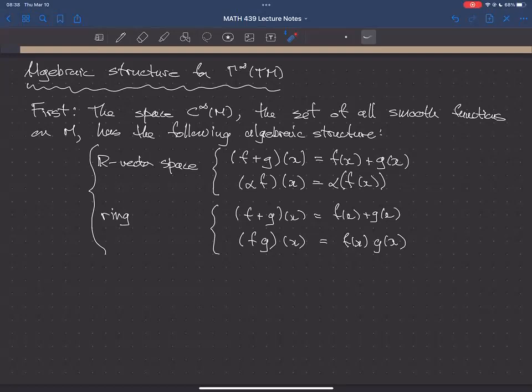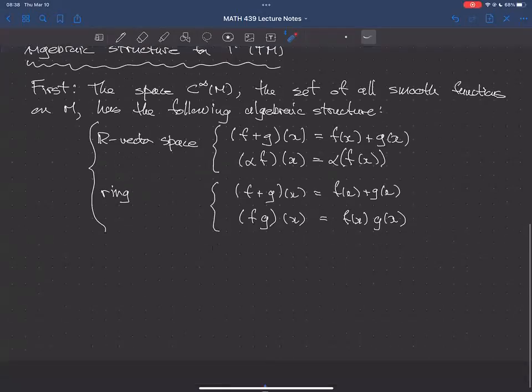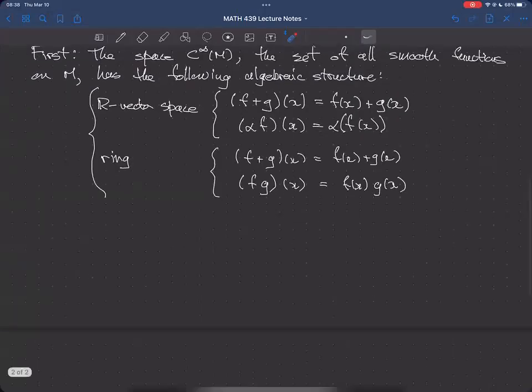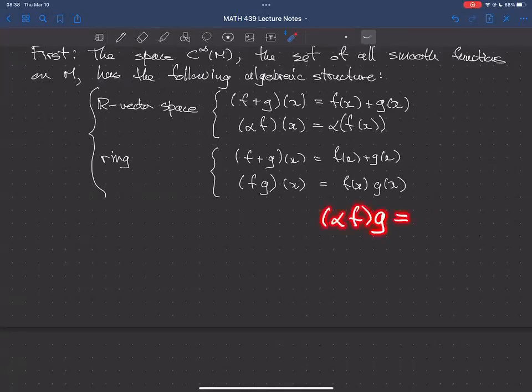And so, for example, I'm not going to go through carefully all of the axioms here that you need to verify, but for example, you're going to have alpha f g is equal to alpha f g, right? Things like that are just obviously true.